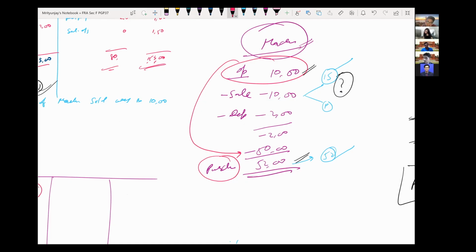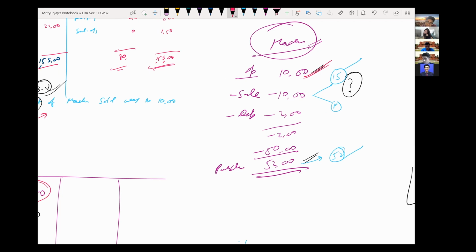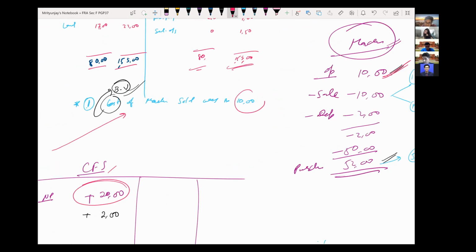What did we say? We said that we started with an opening balance of 10 lakh rupees. In the information, it has been written that 10 lakh worth of machinery was sold off for a profit or loss of something else. And then there was a 2 lakh of depreciation. So we said that if only these two entries were there, what would the machinery closing value look like? It would have looked like a negative of 2 lakh rupees. Whereas what do we see as the machinery closing value? We see a positive number, that too positive 50 lakh rupees.